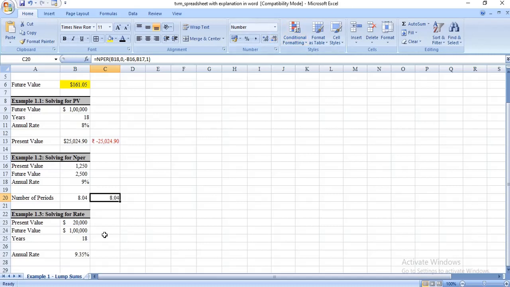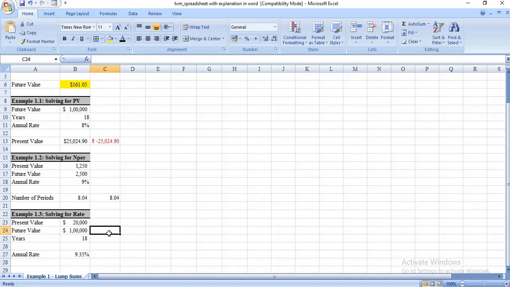So this is how you get your number of periods, right? Now we are solving for the rate, like how much rate you will be getting on this. This is very simple to calculate even manually, but when you have big values, then it is difficult to calculate manually, so you can do it with Excel. So present value is $20,000, and in the future you will be getting $1 lakh, and the number of years is 18. So what is the rate of interest which you are getting on this?